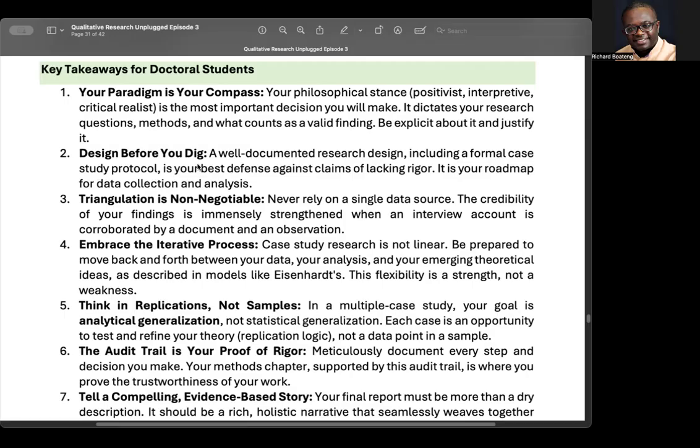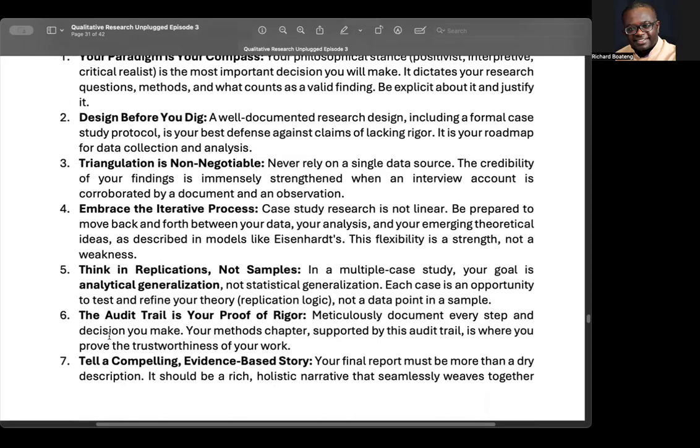Second, design before you dig. Don't just jump into data collection. A well-thought-out, well-documented research design, including that formal case study protocol, is your absolute best defense against claims that your research lacks rigor. It's your roadmap. Create it carefully.